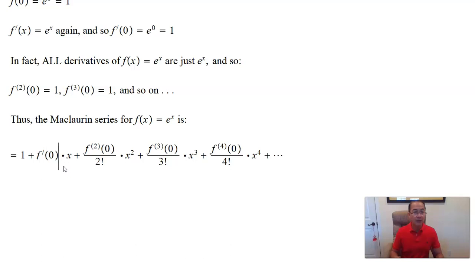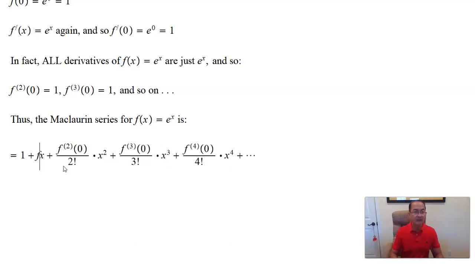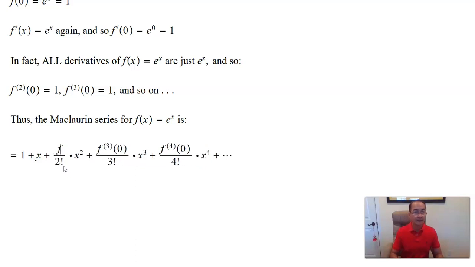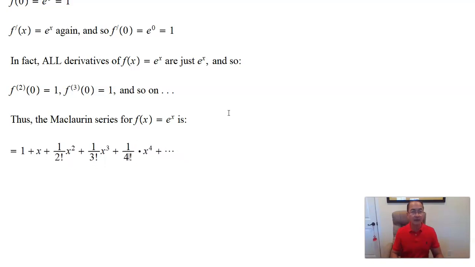F prime of 0 is 1 times x, so that's just x. And then this is also 1. So that goes away, and we really don't need that times symbol. And then this derivative is also 1, 3 factorial x cubed, and this is 1 over 4 factorial x to the 4th, and so on. Okay, so I hope you're seeing a pattern here. X squared over 2 factorial, x cubed over 3 factorial, x to the 4 over 4 factorial, and so on.